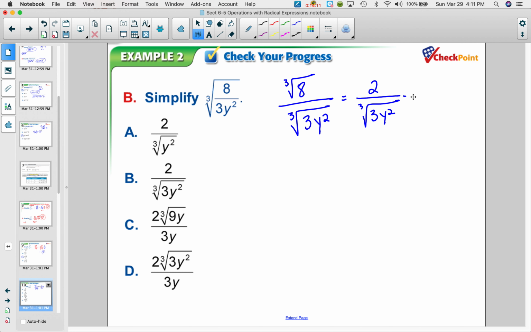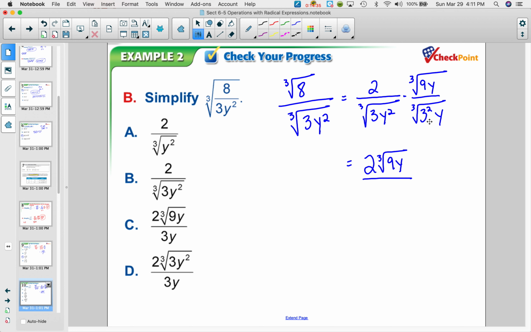All right, so think about what you have to multiply by. I have a 3, I need it to be 3 cubed. So I'm going to need 2 more. So I'm going to have a 3 squared. I have a y squared, I need it to be y cubed, so I need 1 more y. Whatever you do to the denominator, you do to the numerator. Can we just call this a 9 though? So I get 2 times the cube root of 9y.